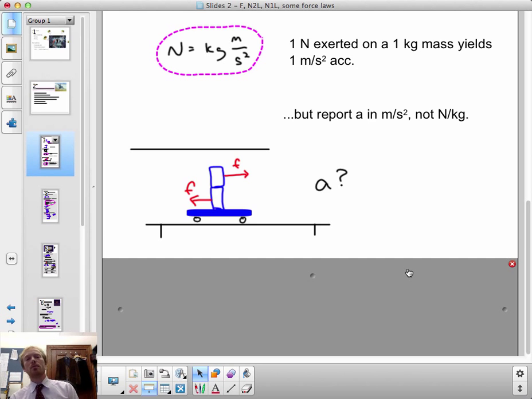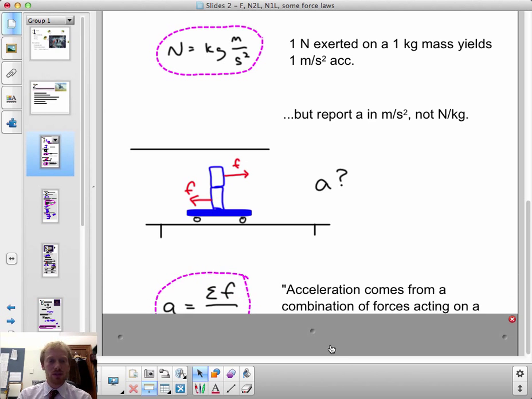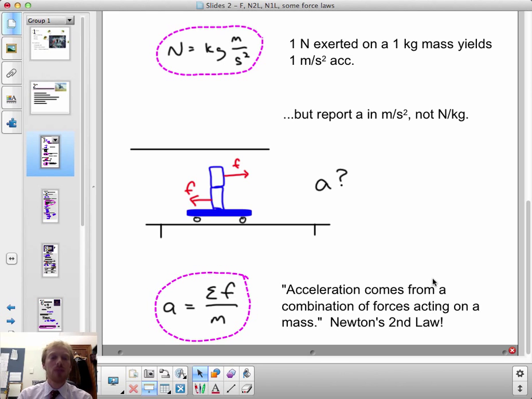So now here I'd like you to imagine a cart that has maybe one fan on that tends to drive it to the left and one fan on that tends to drive it to the right. Would you say that the acceleration is 2 times F divided by the mass of the cart, or what's the deal here? I think you have a sense that the acceleration is 0, that there's actually some cancellation. This rightward force would cancel that leftward force, yielding 0 acceleration. In other words, the acceleration of an object comes from a combination of forces acting on its mass.